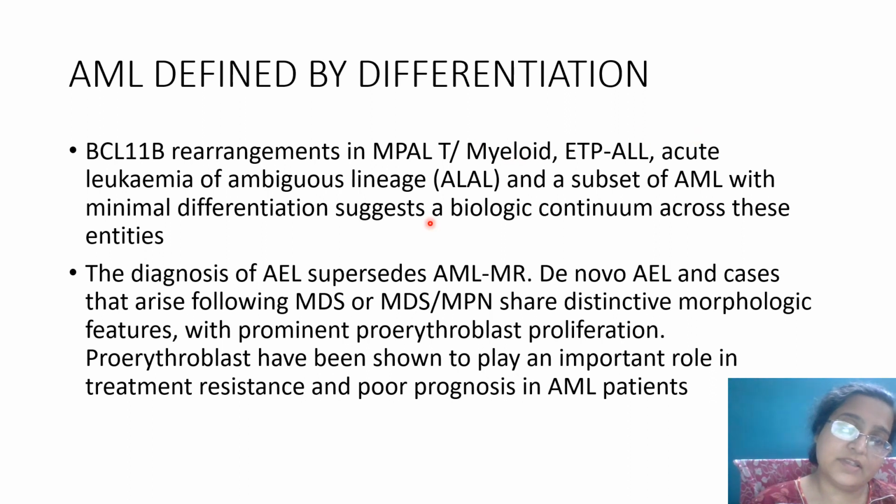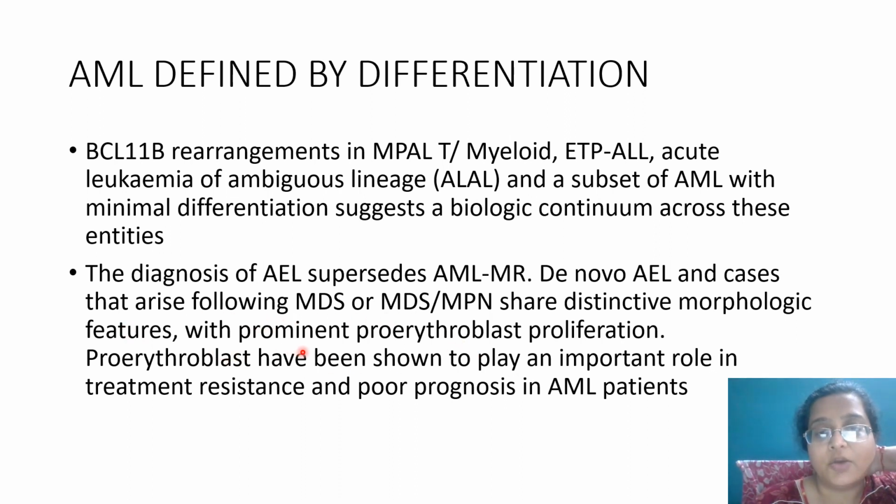Then AML defined by differentiation, BCL11B rearrangement in mixed phenotype or myeloid, ETP-ALL, acute leukemia of ambiguous lineage, and a subset of AML with minimal differentiation. There is a biological continuum across these, in MPAL, in ETP-ALL, in acute leukemia of ambiguous lineage. One mutation that is constantly seen is this. So this proves that all these entities, MPAL, ETP-ALL, etc., are related somehow. Okay.